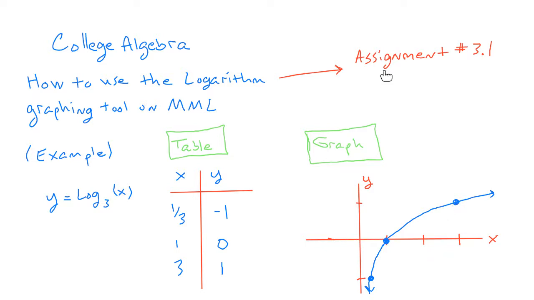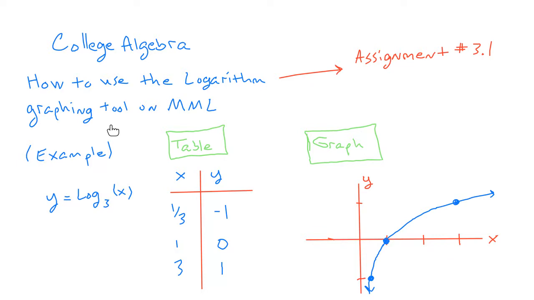So if you look at assignment 3.1, the very first question will be something like this: y equals log base 3 of x. And it will give you a table to complete, and then it will ask you to generate the graph. You can't draw it because it's on MyMathLab, but you have to produce the graph, and you have to use the graphing tool to do that.